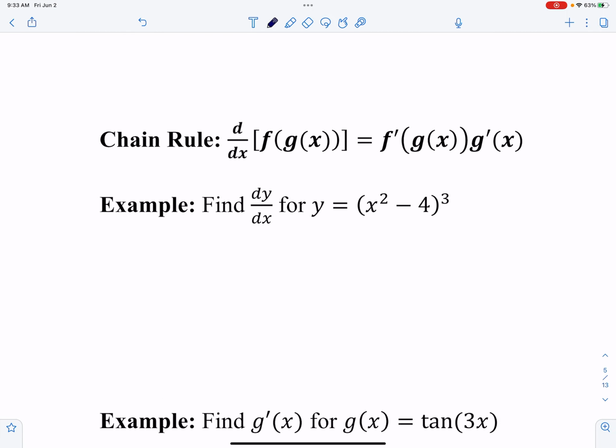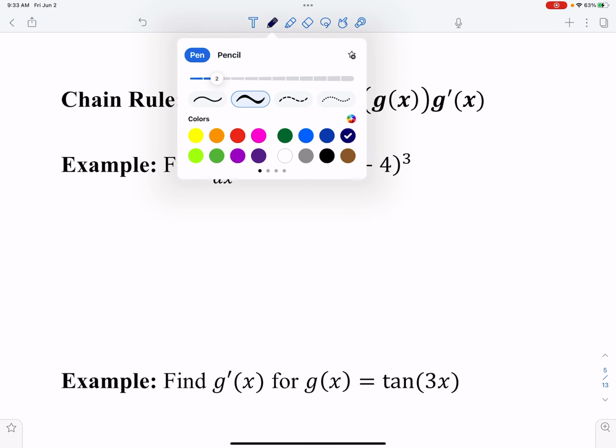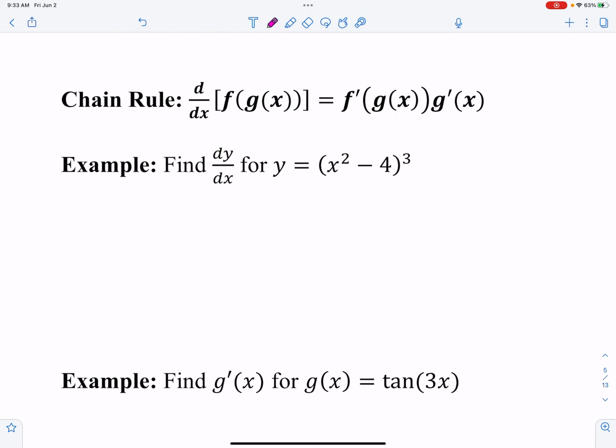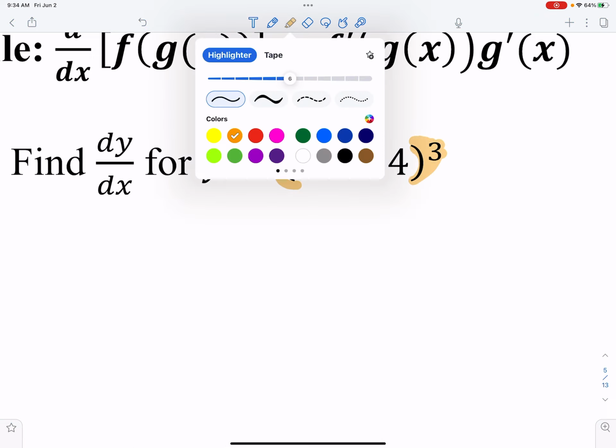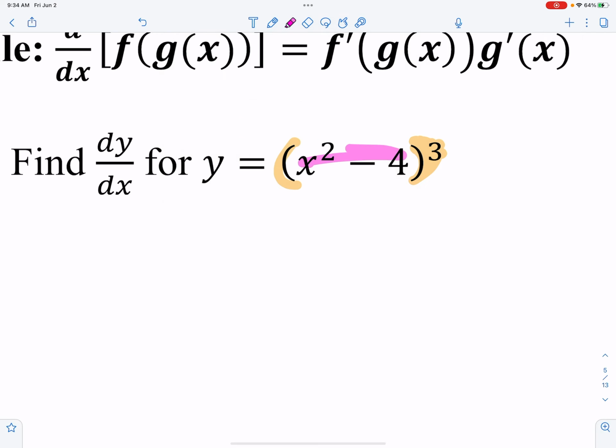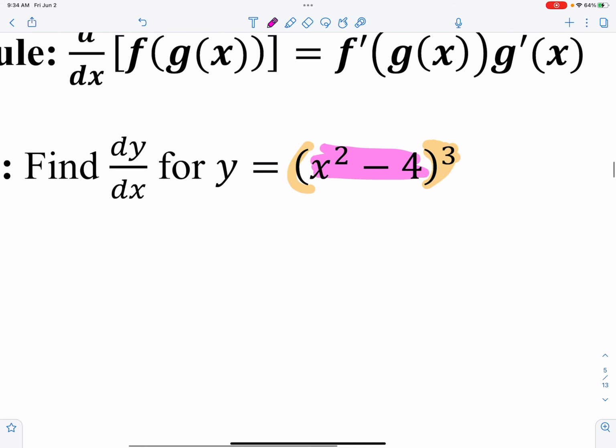Okay, chain rule. Chain rule. Derivative of the outside, leave the inside alone, times the derivative of the inside. So for this first function here, the third power is going to be the outside function, and then x squared minus 4 is going to be the inside function. So to the third power is f, and then x squared minus 4 is g.